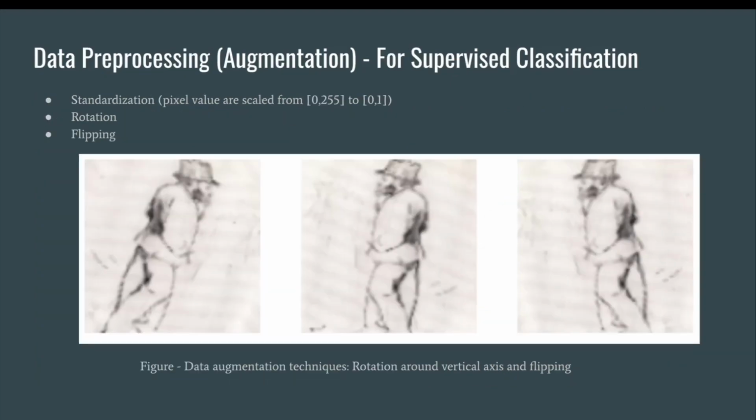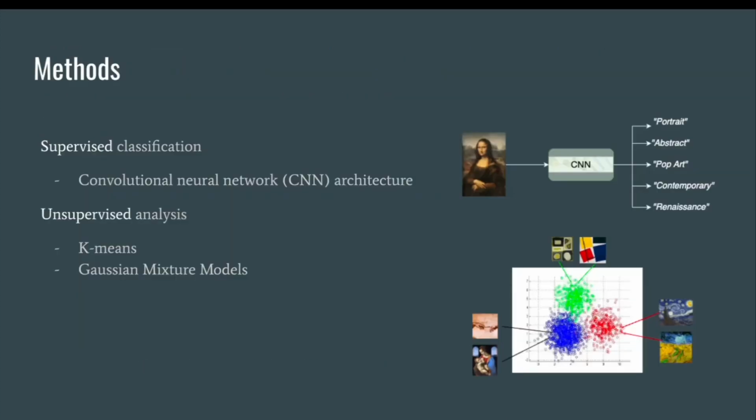Let's talk about data processing for supervised classification. We want our model to generalize well and focus on important underlying features for genre and style prediction. Thus, we perform a few simple data augmentation practices like flipping and rotation along the vertical axis. We also standardize pixel values. In the figure, you can see various transforms applied on the leftmost image. Data augmentation helps reduce overfitting and improves generalization. We will now discuss the methods we used to solve the problem.